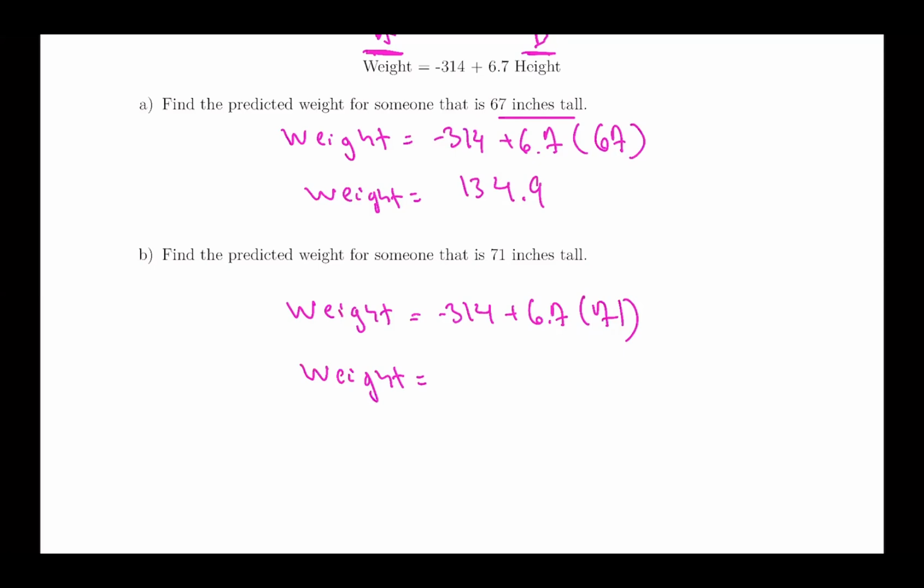Cool, good job. So you get 161.7. And that's it. So if somebody is 71 inches tall, we're going to predict that their weight should be 161.7. All right.